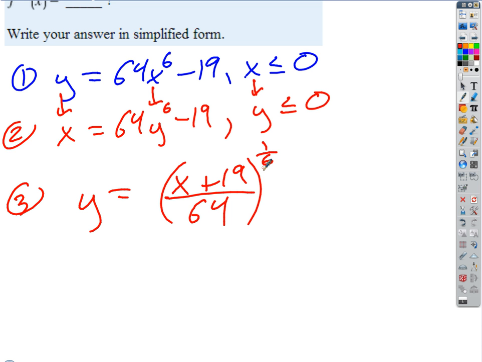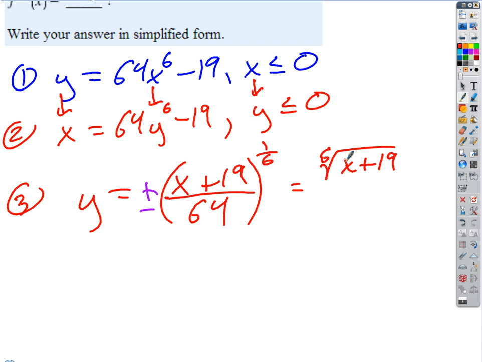So why? If I ever take an even root of both sides of an equation, what do I include? Plus or minus. You've got to get that plus or minus in there. So we've got plus or minus, right? Now, can this be simplified? Yeah, it can. If I choose to write X plus 19 as a radical, that's just the 6th root of X plus 19.